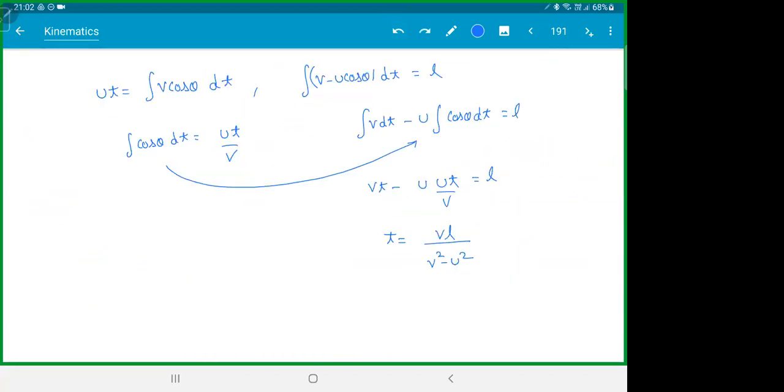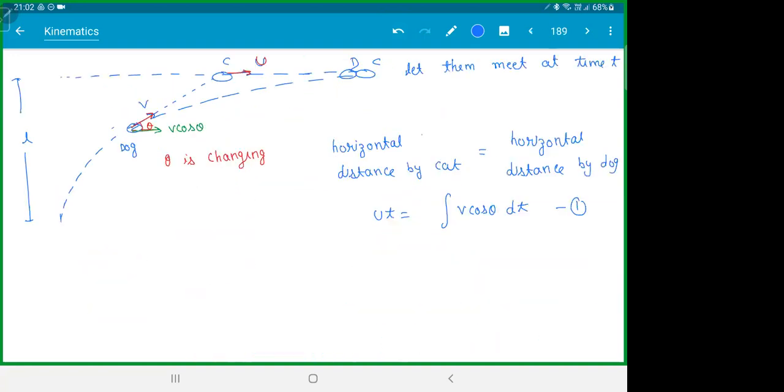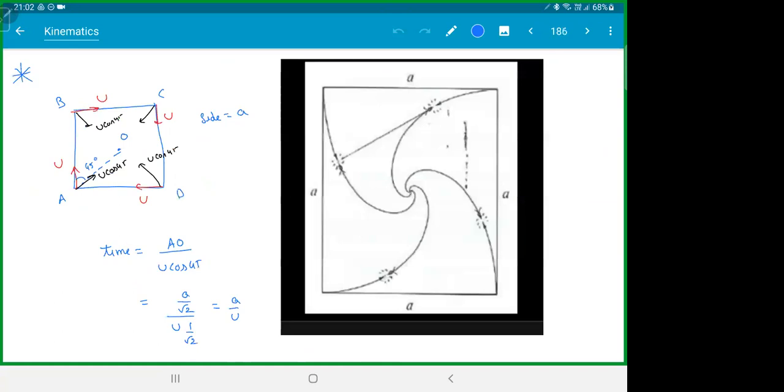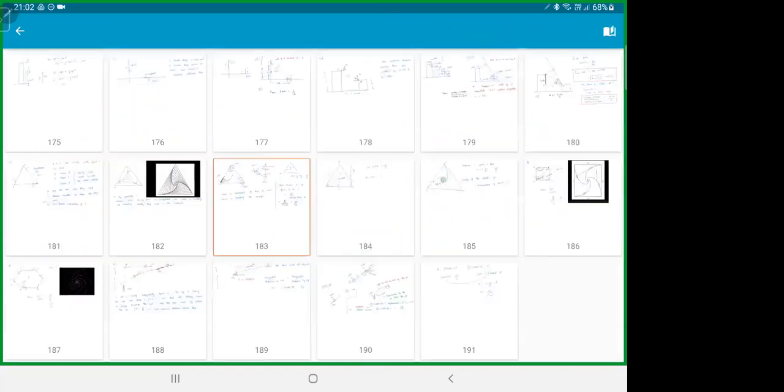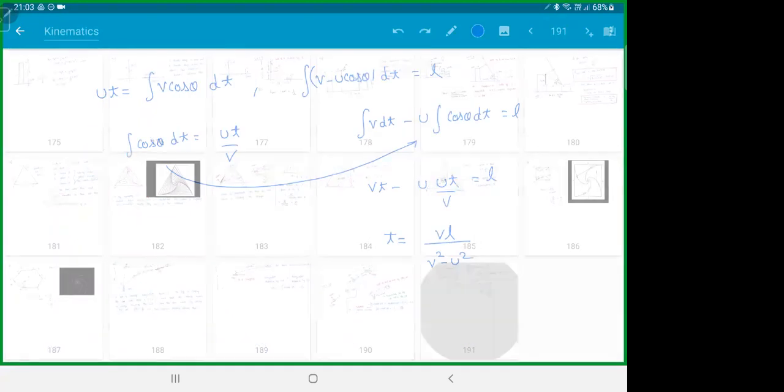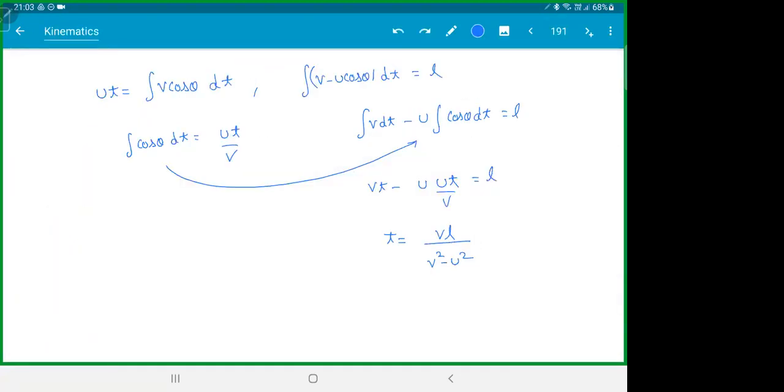This is another model. Last time we did particles chasing each other. That was this thing: hexagon, 6 particles chasing each other, 4 particles chasing each other, 3 particles chasing each other. This is another model in relative motion. So in relative motion, these are the tough ones that you have done. The river-man, rain-man problems are actually kind of easy.